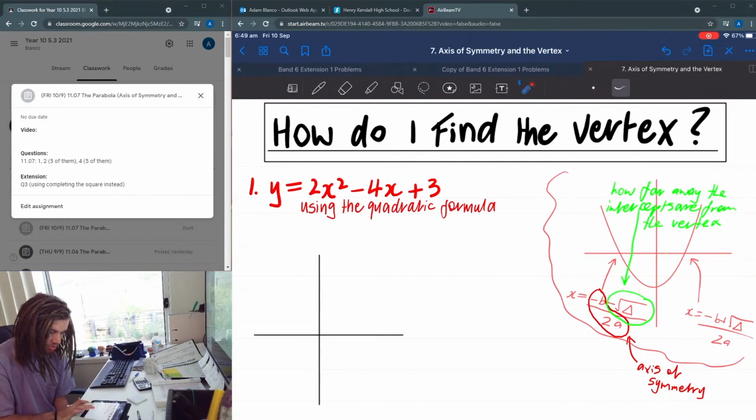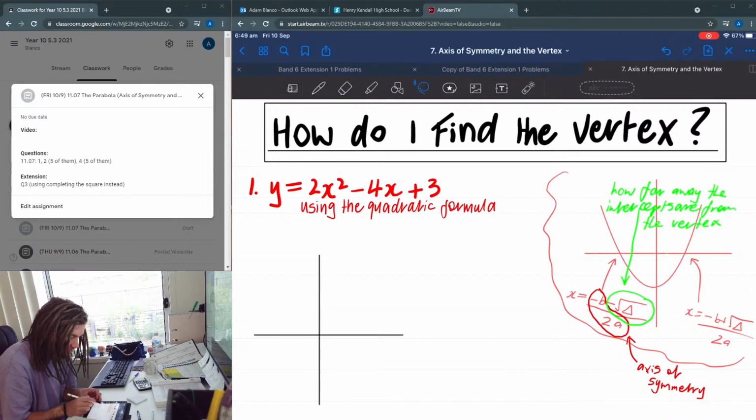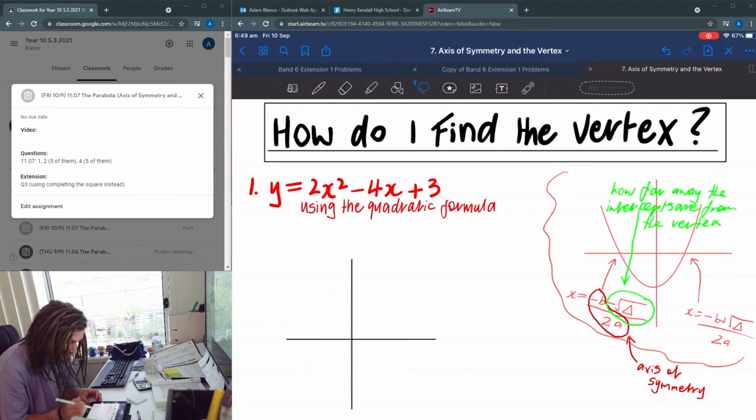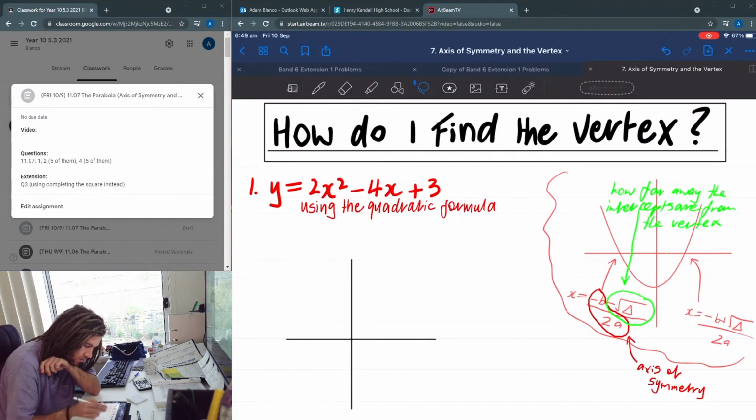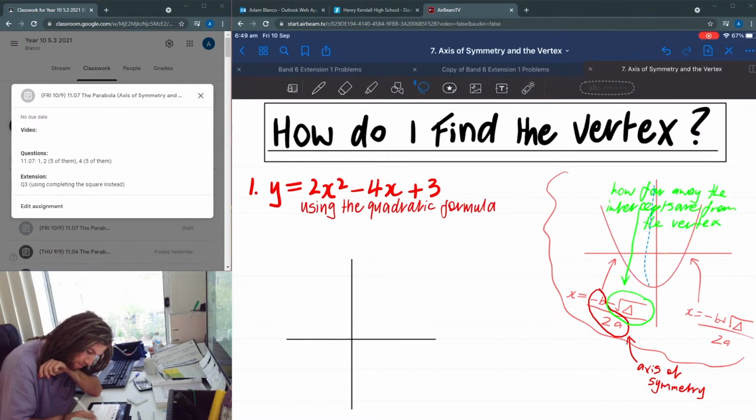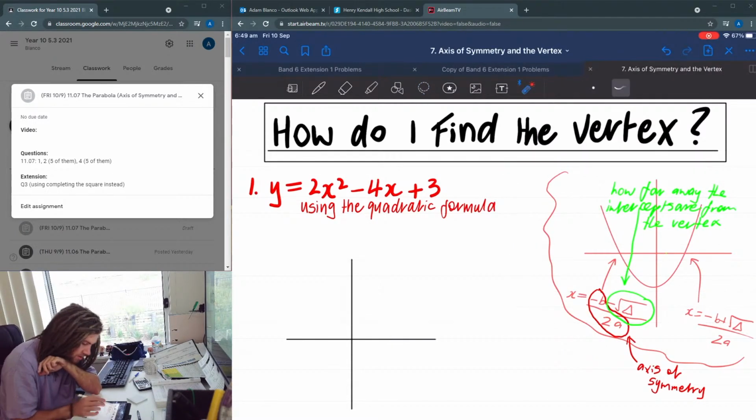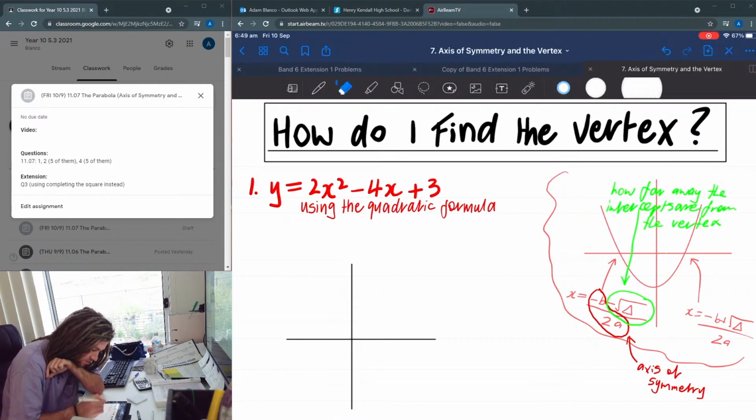Maybe I'll redraw that picture afterwards. Anyway, so how does that help me? Well, if I want to find the axis of symmetry or the vertex, which is the same thing really, if I find where the middle of the parabola is, I'm going to be able to find where the vertex is. So I can use the quadratic formula, or it's actually the formula for the axis of symmetry.